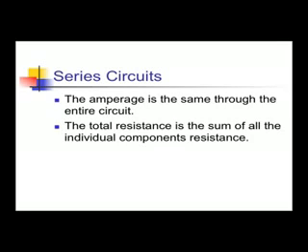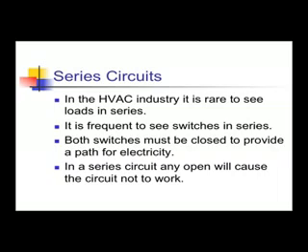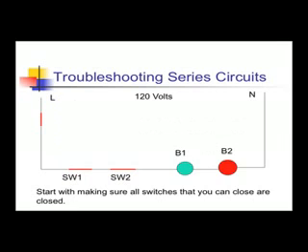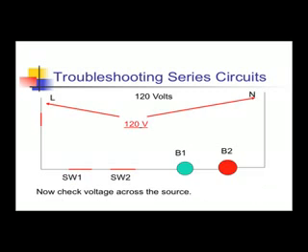If any one of these components in the circuit is open or fails, the remainder of the circuit will not work. Loads in series split the source voltage based on their resistance. Neither B1 nor B2 is getting the full source voltage. The amperage is the same through the entire circuit. The total resistance is the sum of all the individual components' resistance. In the HVAC industry, it's rare to see loads in series. It is very frequent to see switches in series. Both switches must be closed to provide a path for electricity. In a series circuit, any open will cause the circuit not to work.